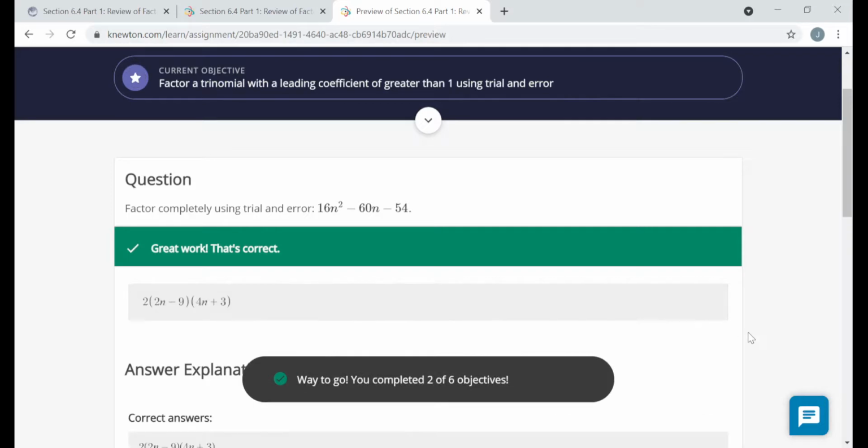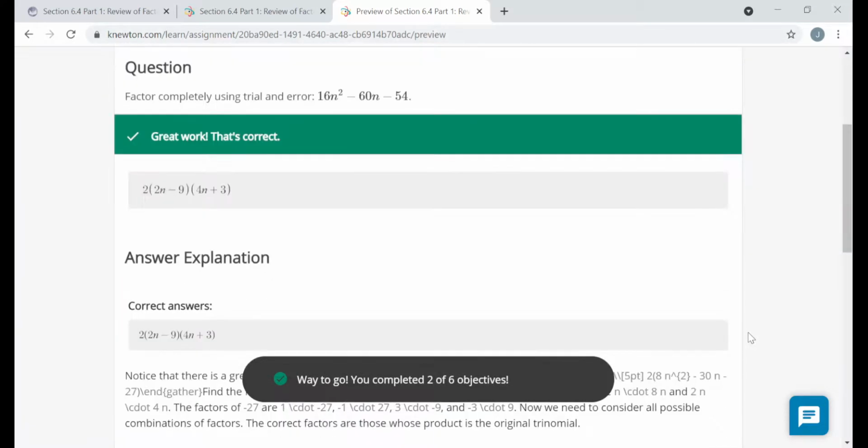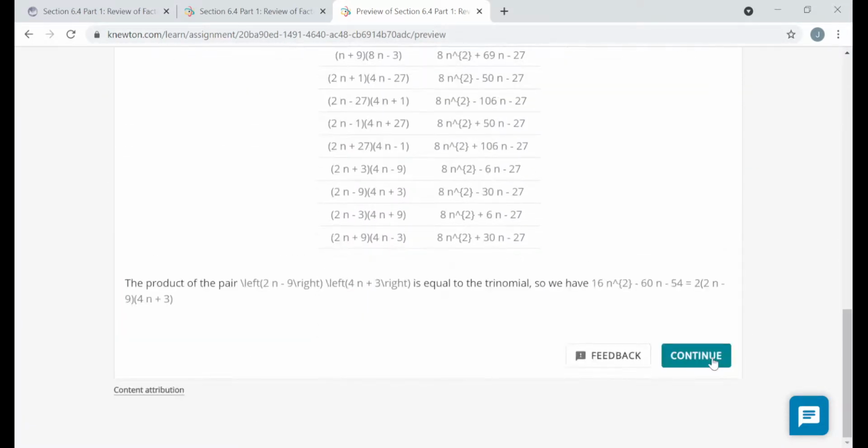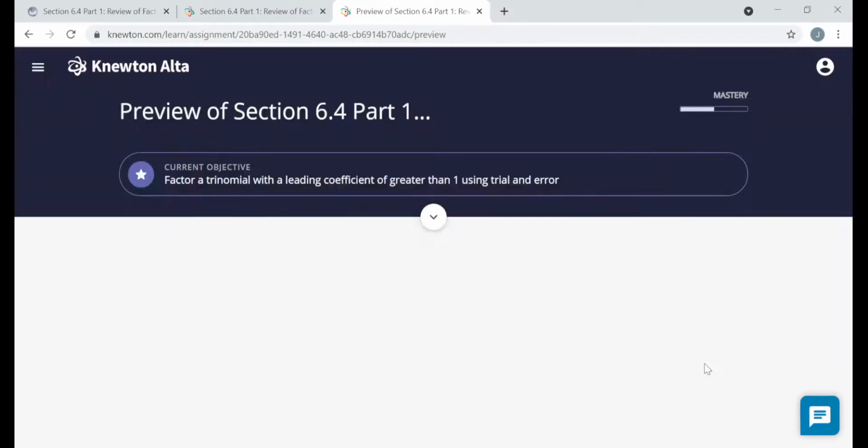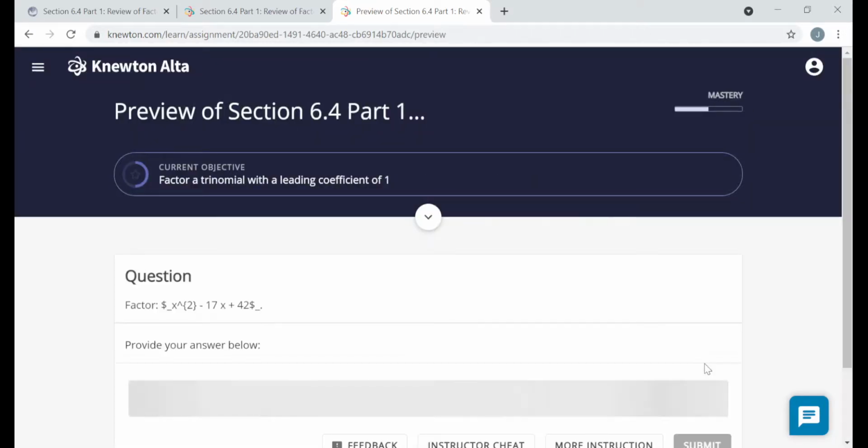Great, so 2 objectives are down now. Let's keep going. We're still in that heading about factoring trinomials, right? So here's another one, now this one's just with the lead coefficient of 1. So this will be real simple.